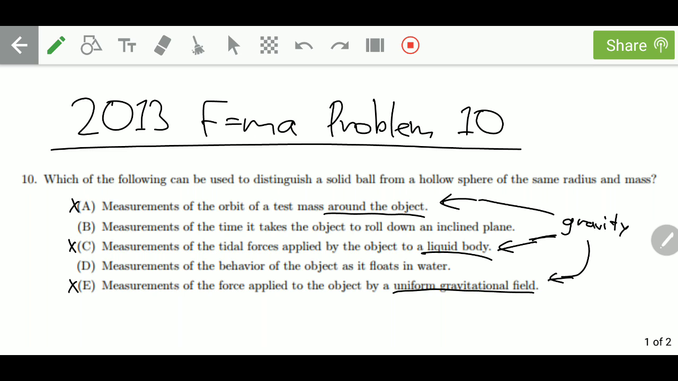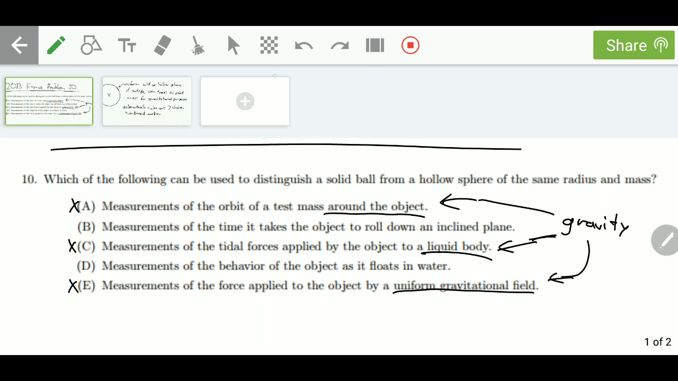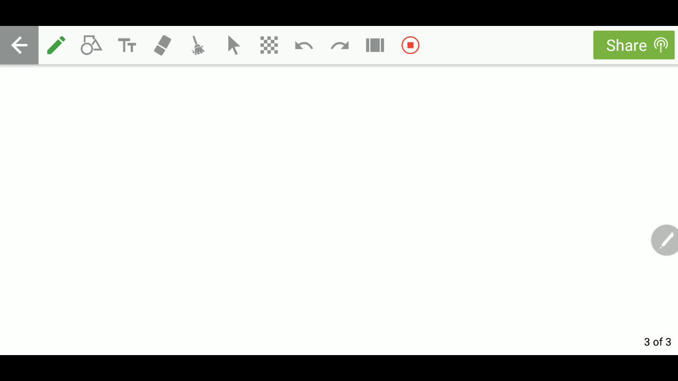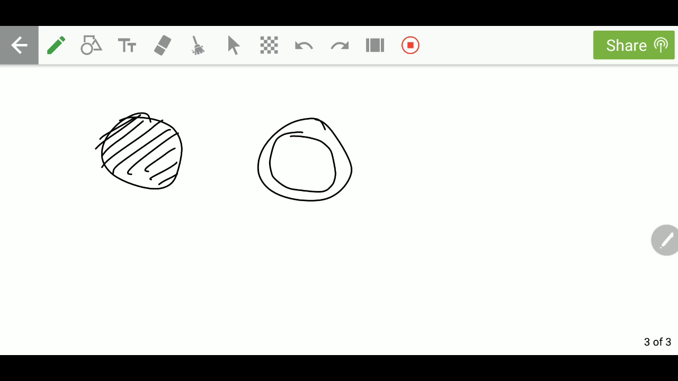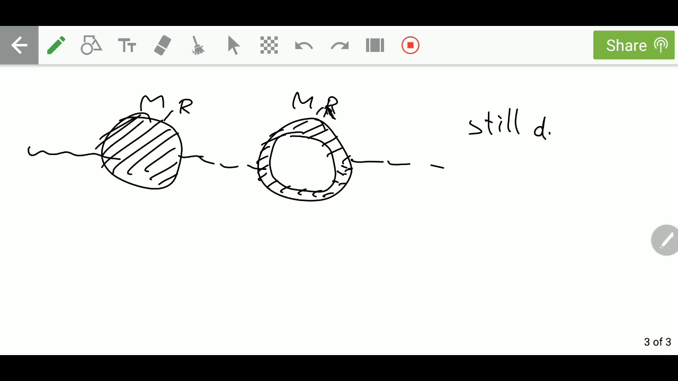So now how about measurements of the behavior of the object as it floats in water? Well, one thing is that, again, water will not be able to go inside the sphere if we have a solid sphere versus a hollow sphere immersed in water. They would still have the same mass and the same radius. And so ultimately, they still displace the same amount of fluid.